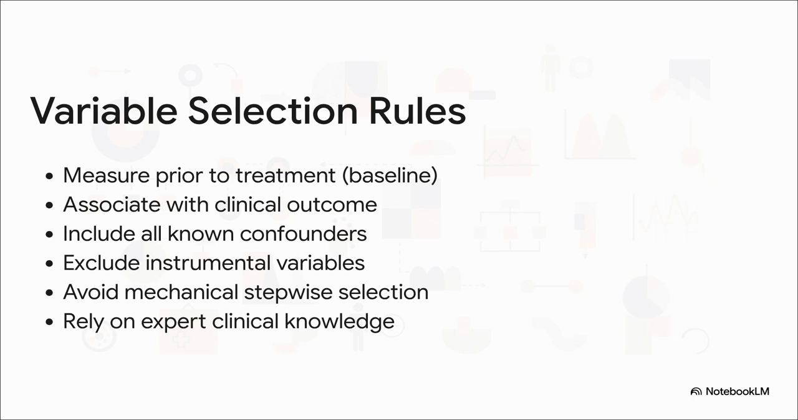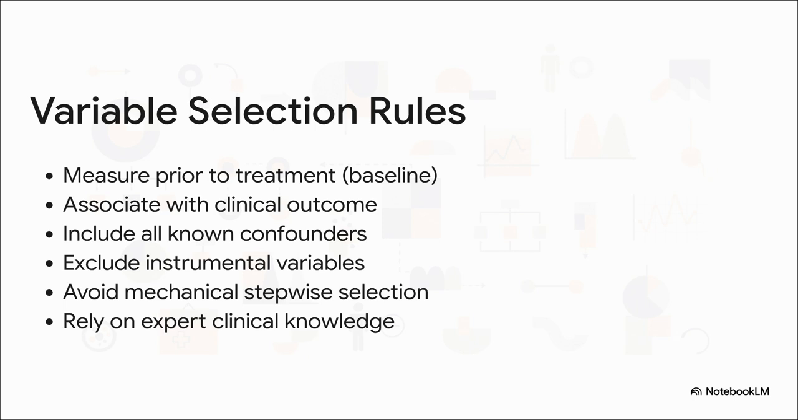Now here is a trap many researchers fall into. You must completely exclude instrumental variables and surrogate variables. An instrumental variable is something that strongly predicts whether a patient gets the treatment but has absolutely no relationship with the outcome. If you include these, you are just artificially inflating the variance of your propensity score and actually increasing bias.